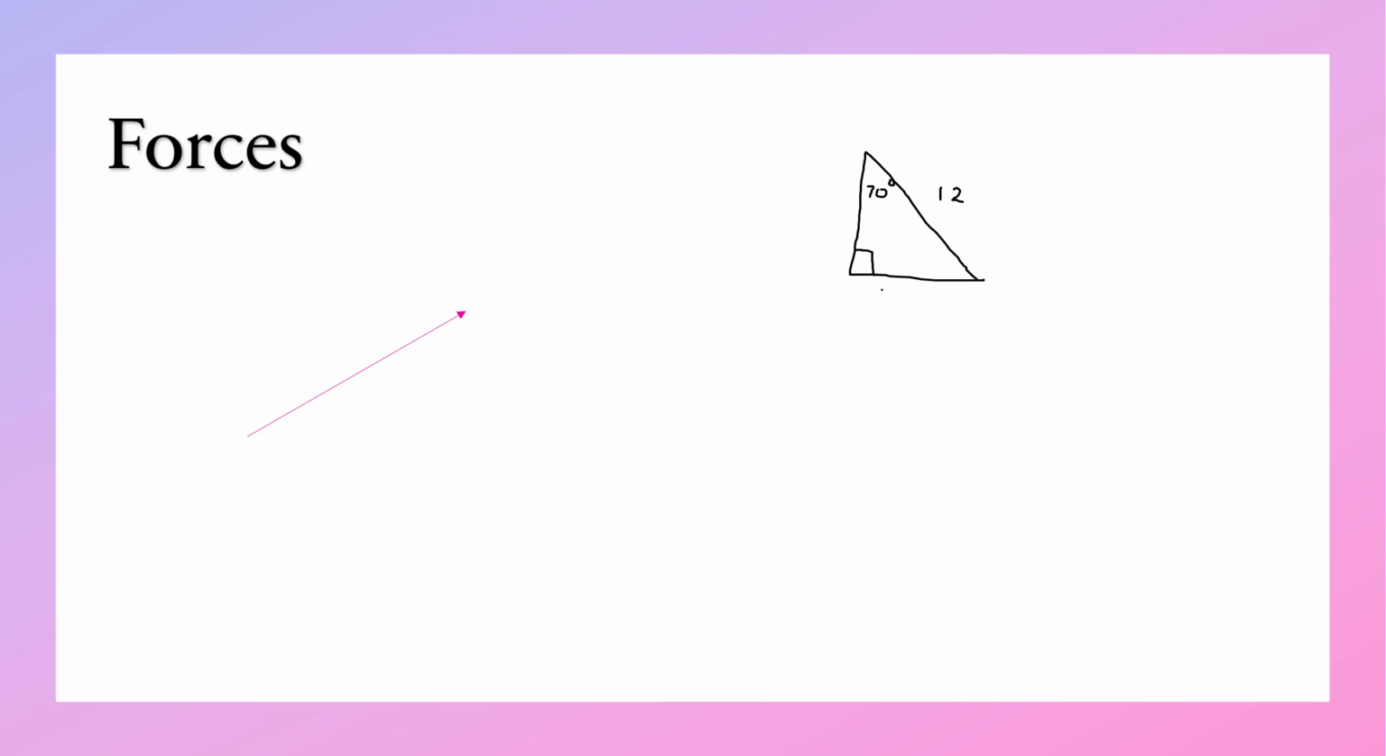Now, what was this side equal to? We found that this was equal to 12 sine 70, didn't we? And this side we found was equal to 12 cos 70.